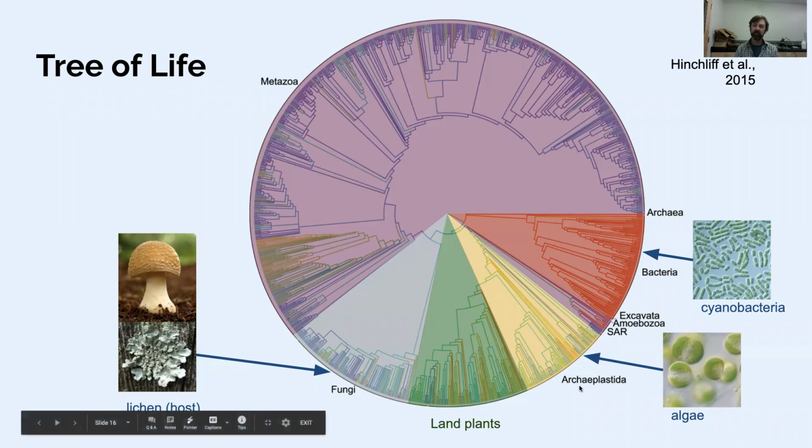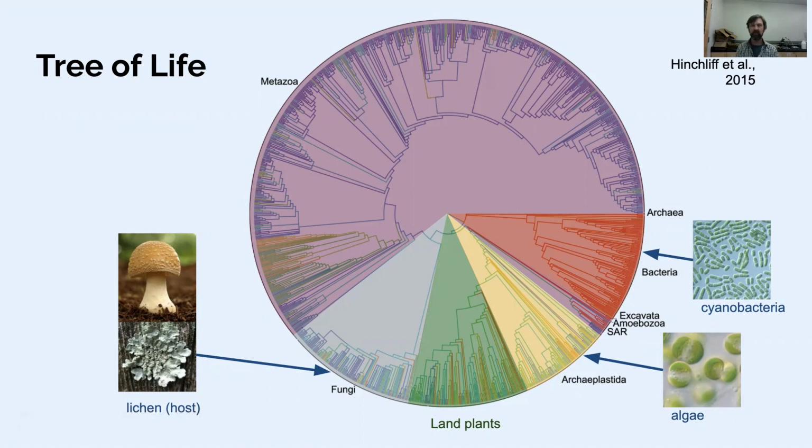Over here, the group called Archaeplastida includes the eukaryotic algae and then also the land plants. So this little slice here of land plants, those are the ones that we would technically consider plants in the plant kingdom course.